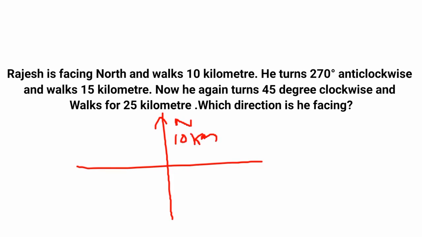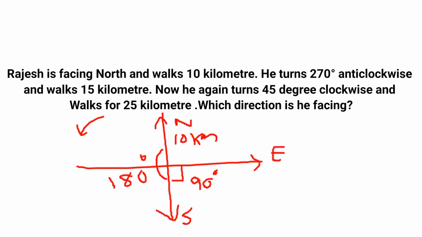Then he turns 270 degree anti-clockwise. Anti-clockwise 270 degree means 180 plus 90. When he turns 180 degree, he will be in the exact opposite direction, that is south. Then one more 90. So he will be facing towards east and walks for 15 km.